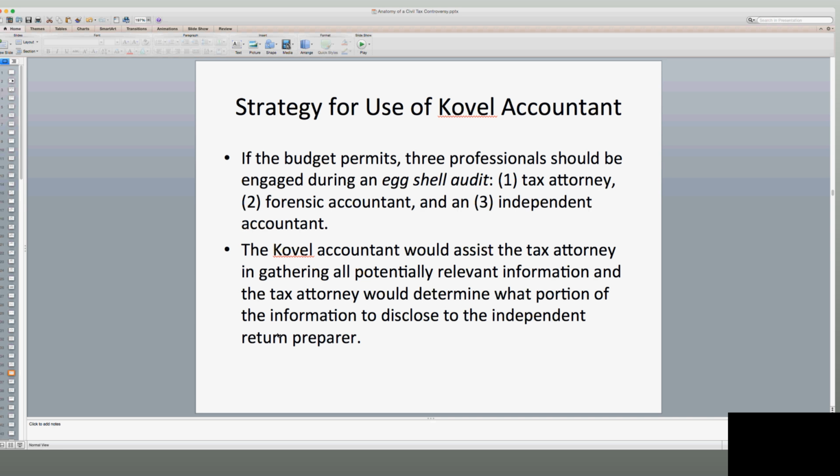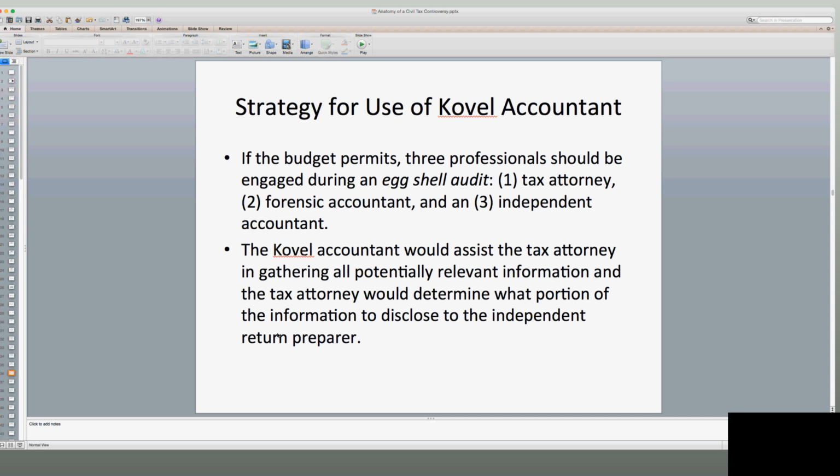And in most cases, the taxpayer is comfortable with the current CPA or tax professional they have, and so they'll question the logic behind bringing in other parties. But here's basically how the roles break down. The Kovel accountant would assist the tax attorney in gathering all potentially relevant information. The tax attorney would determine what portion of the information to disclose to the independent return preparer.